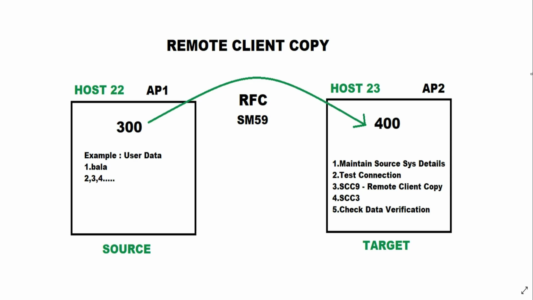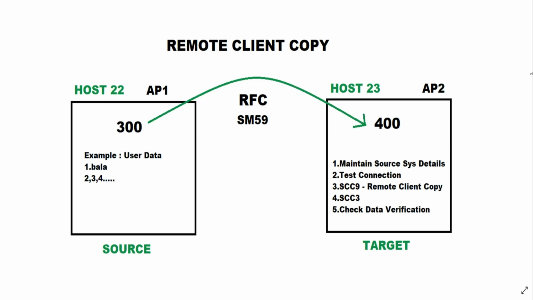For doing this, as in the mobile example, like Bluetooth or ShareIt applications, to establish the connection between the two systems we require some technology. In the same way, in the SAP concept, we are going to establish the connection between the two systems by using SM59. SM59 is an RFC, remote function call. RFC means remote function call.